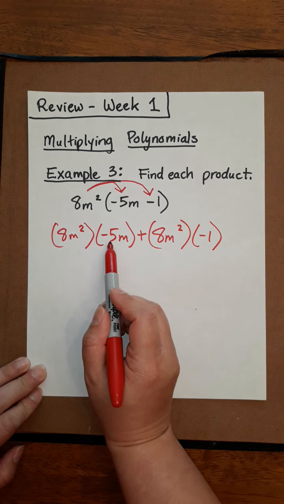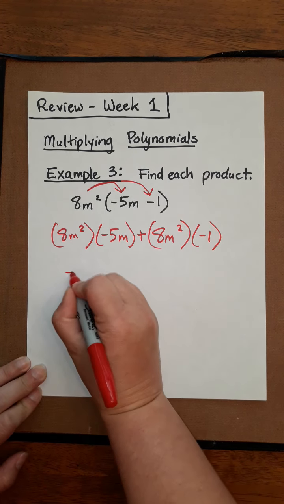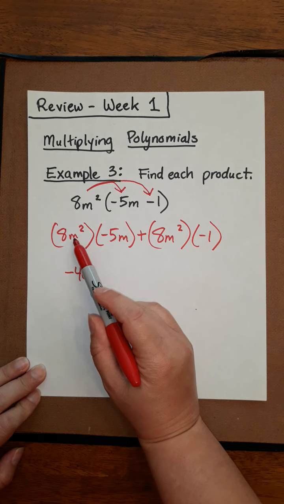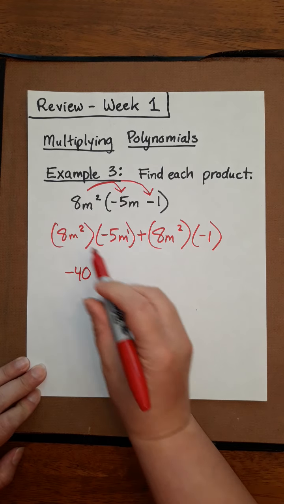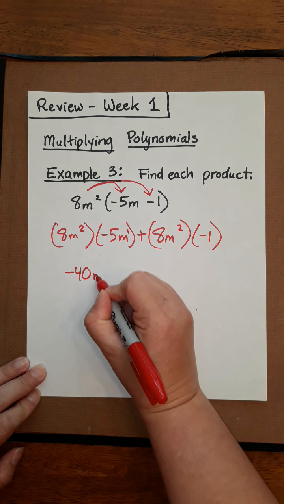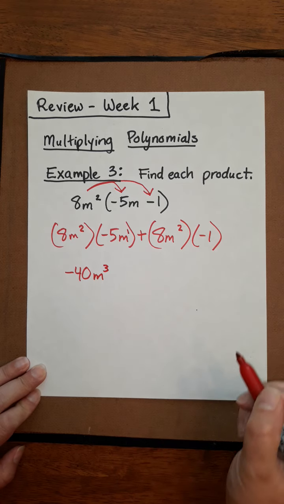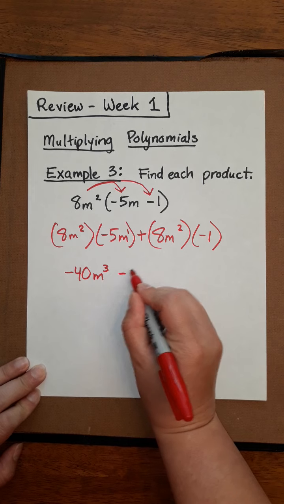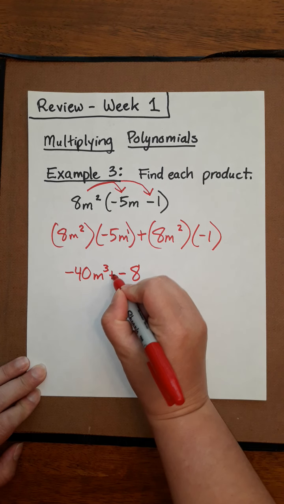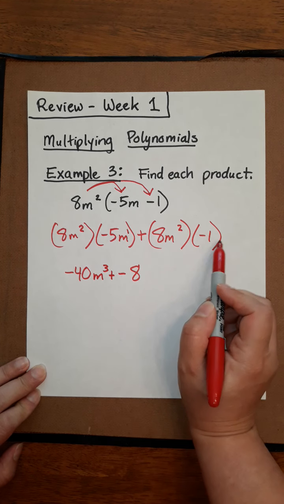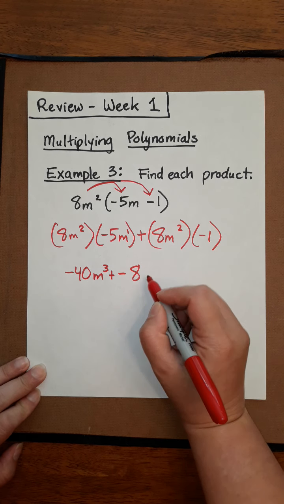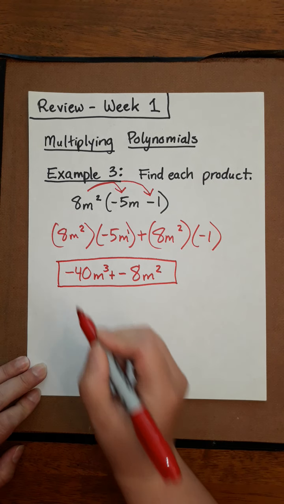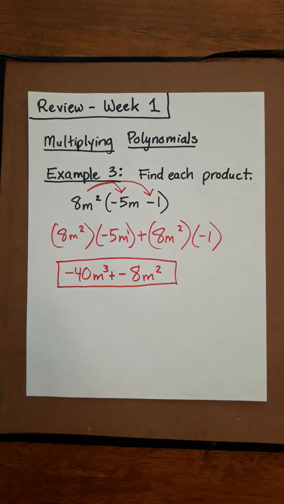So 8 times negative 5, what's that? Negative 40. If we have m^2 times m, this is 2 m's, this is 1 m. Remember, we add the exponents, so it's going to be m^3. Over here we have 8 times negative 1. Well, that's negative 8. You can bring down the positive there. And then the negative 1 doesn't have an m, so we're just going to bring down the m^2.